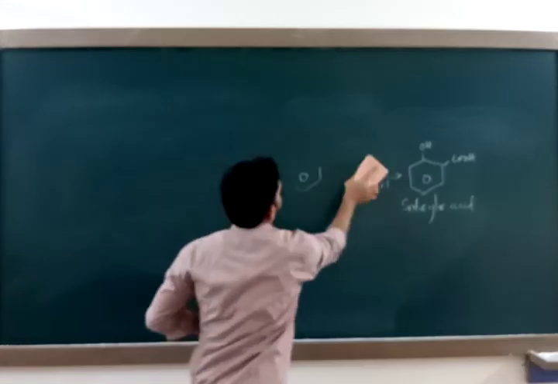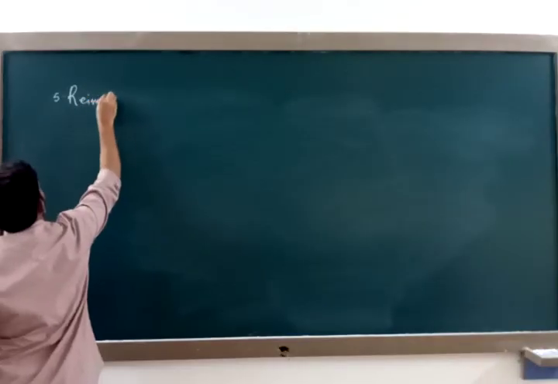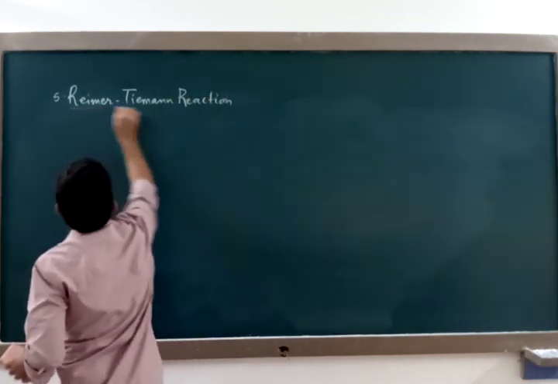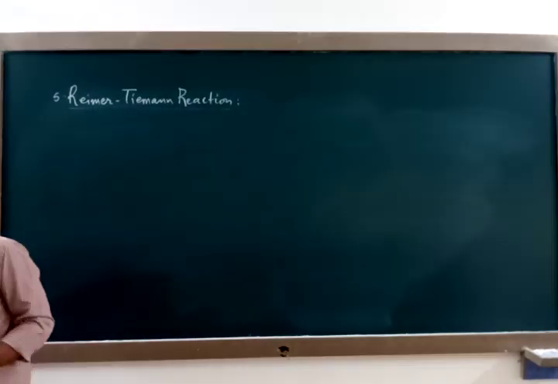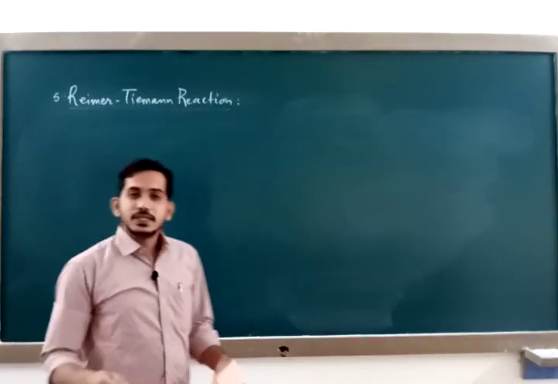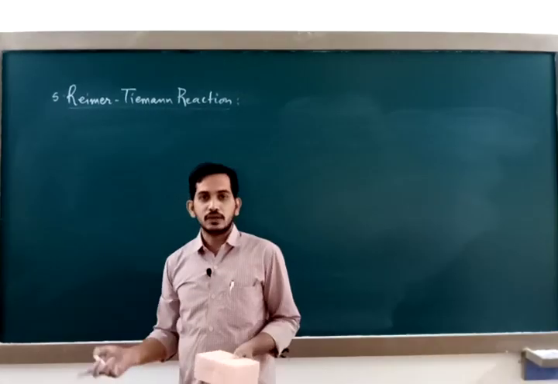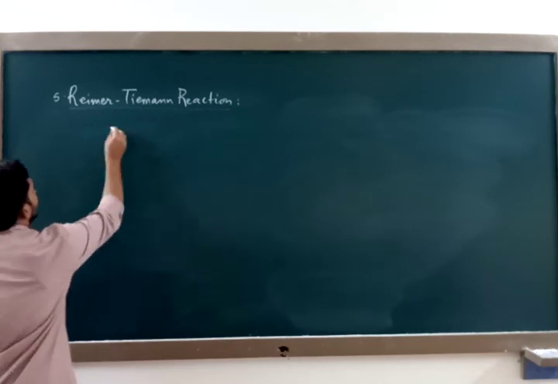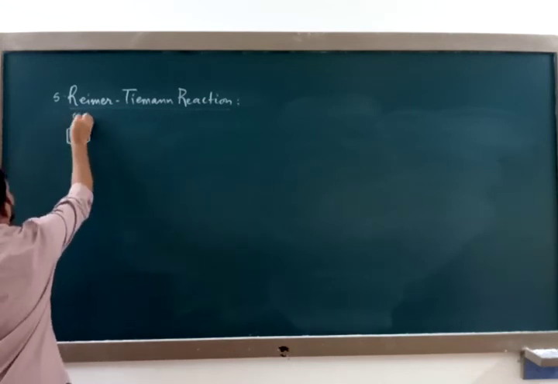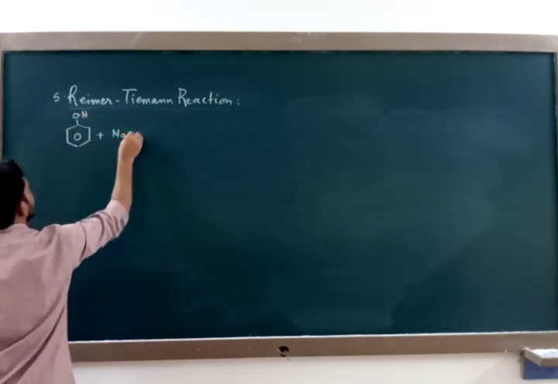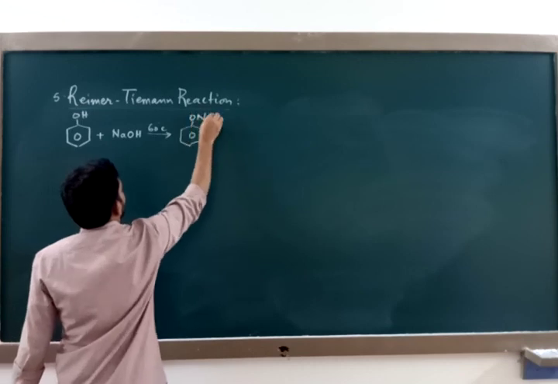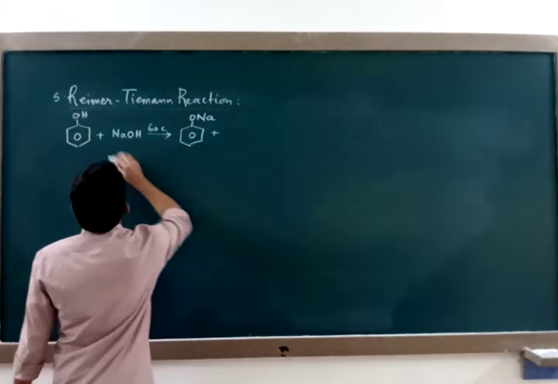Then our fifth chemical property is another named reaction, again a very important question. It is called the Reimer-Tiemann reaction. These two scientists, Reimer and Tiemann, gave you this reaction. I will first write the entire reaction. If that is easy, follow that one, or else we have a condensed reaction also. So, in this reaction, you react phenol with sodium hydroxide. At 60 degrees Celsius, it becomes sodium phenate along with water.